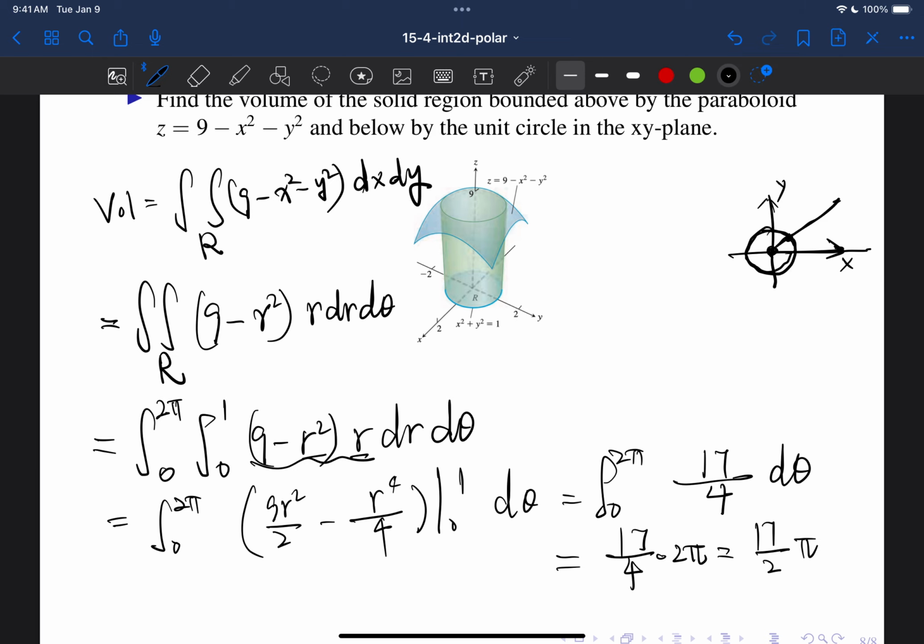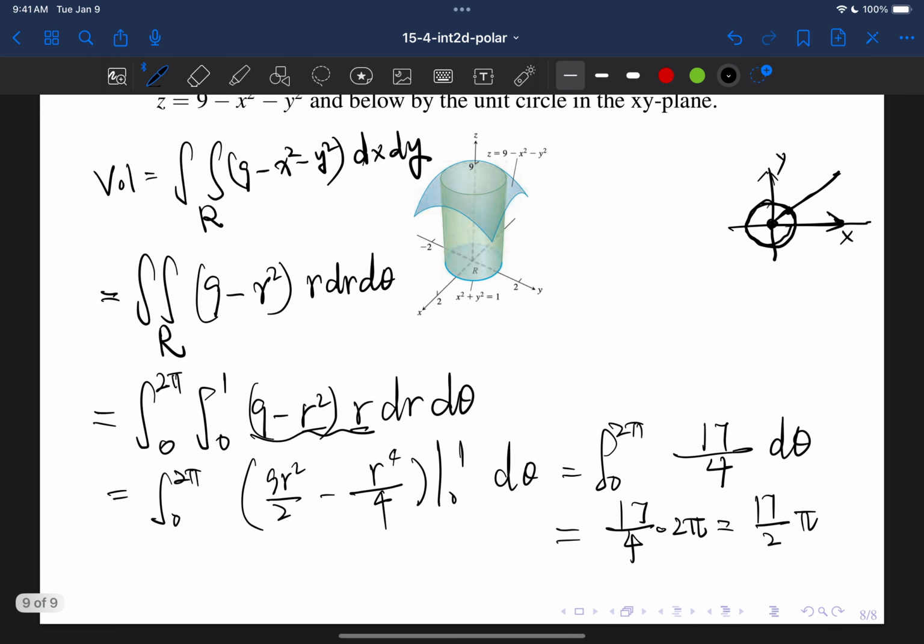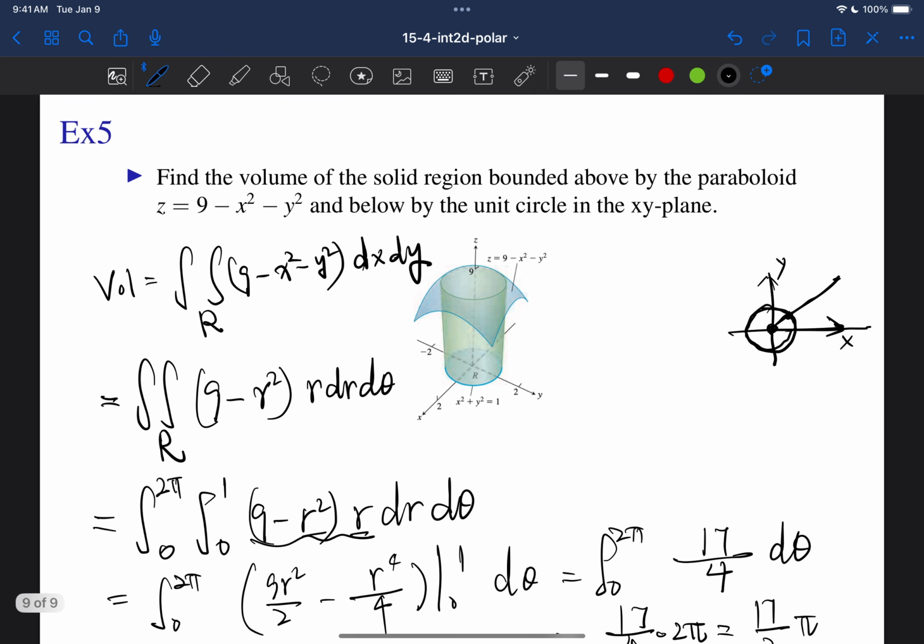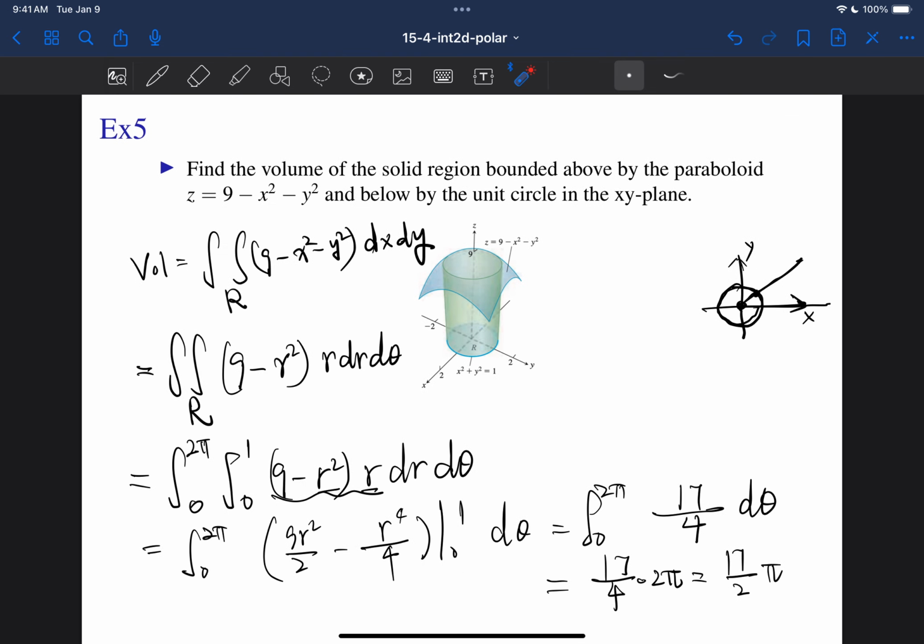Alright, so in this section, we learned how to compute double integrals using the polar coordinate system. It actually simplifies the computation for a class of problems, but it doesn't mean it's always like that. It depends on what kind of problem we have, what kind of domain we have, and we try to choose one way or the other, whichever gives simplification of the computation. All right, we are going to stop here.